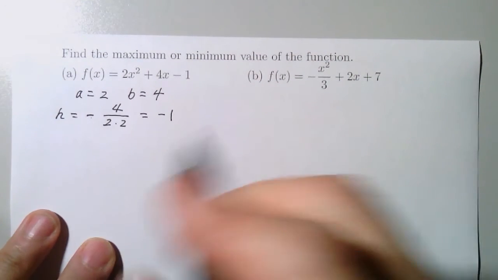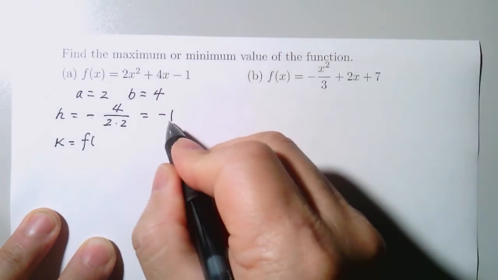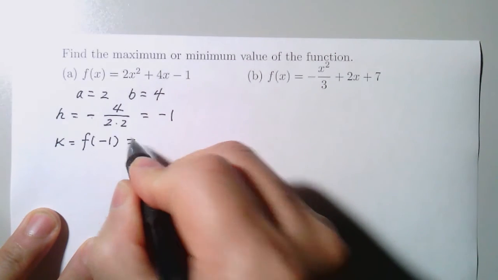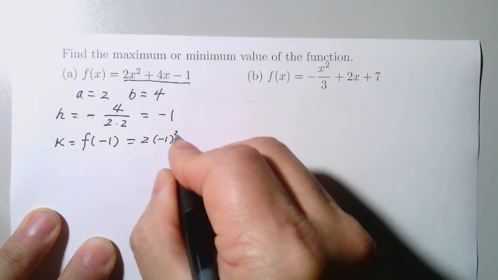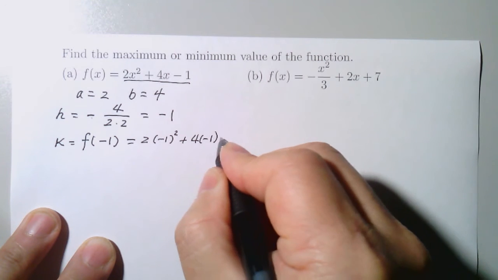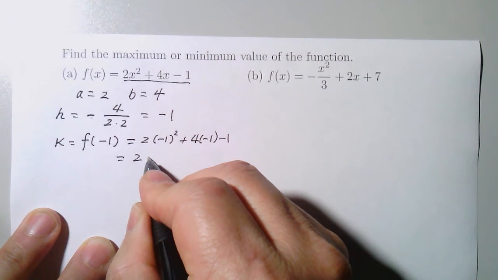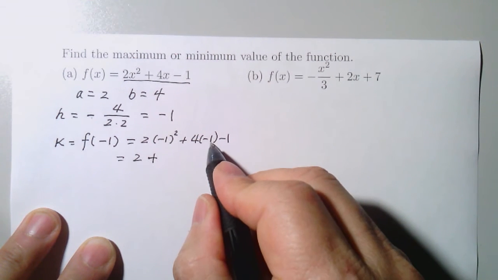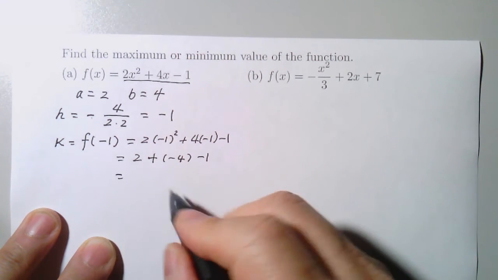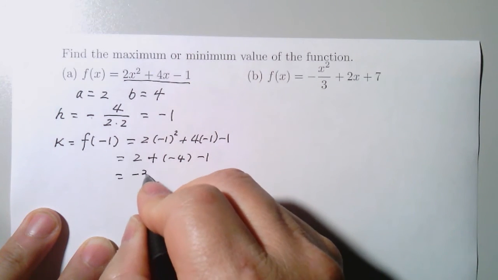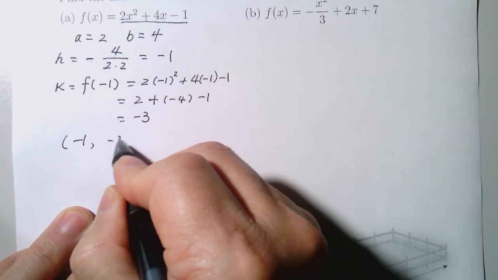And what is k? k is f of h, which is f of negative 1. You simply evaluate: 2 times negative 1 squared plus 4 times negative 1 minus 1. Negative 1 squared is 1, times 2 is 2, plus 4 times negative 1 is negative 4, and minus 1. Combining, 2 minus 5 gives negative 3. So h is negative 1 and k is negative 3.